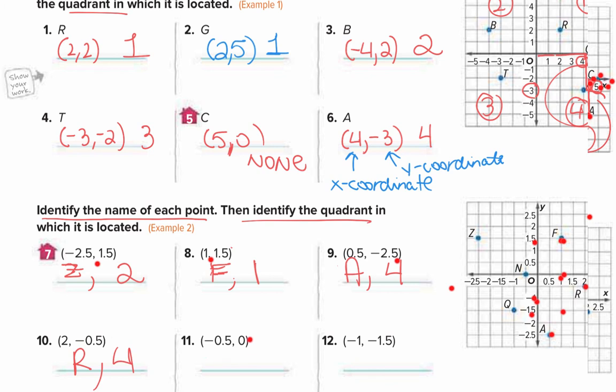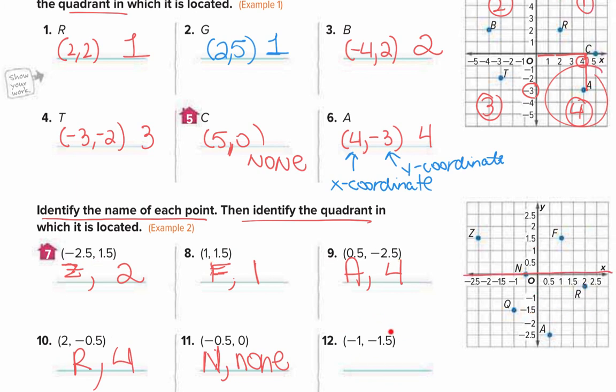We have (-0.5, 0). So we go to -0.5, which is right here. Even though it's not numbered, I know that -0.5 is halfway between 0 and -1. So this is -0.5, and then we go 0 up or down, which means we don't move from here. So that's point N. And the quadrant is none because point N is on the x-axis.